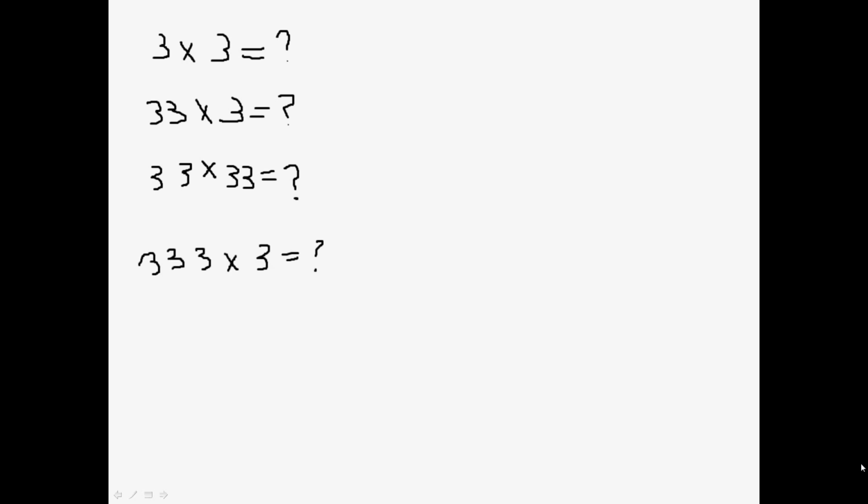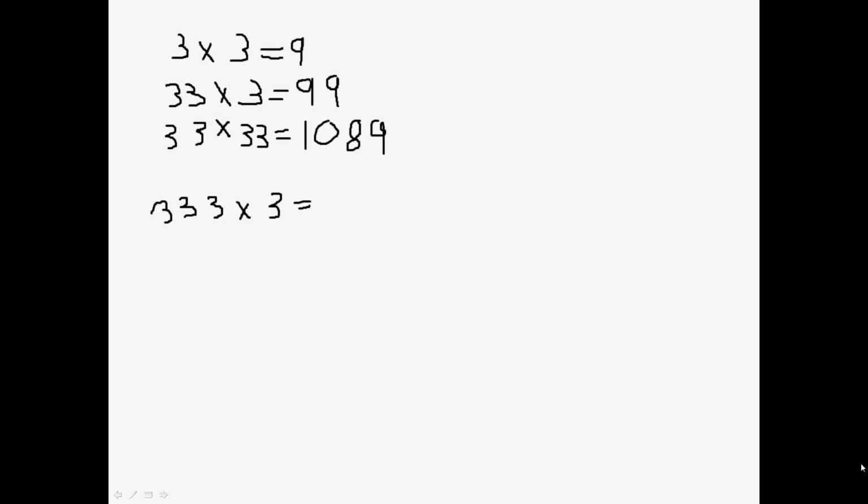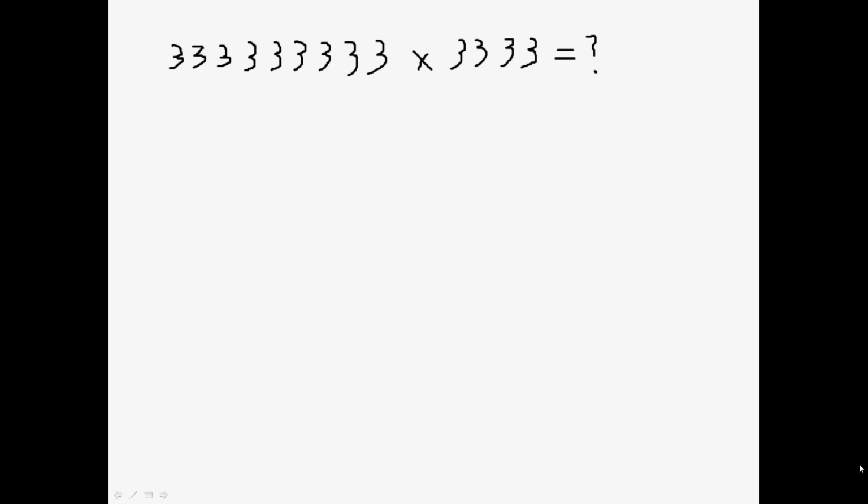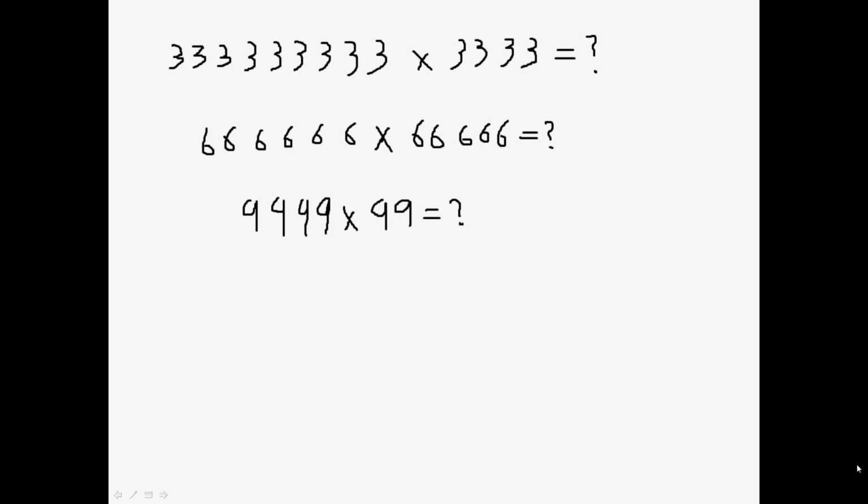Well, for some ones like 3 times 3, or 33 times 3, and maybe you're smart enough to know what 33 times 33 is, and then obviously this one's easy too. You know, it's just 9, 99, 1089, 999. But what happens when you have 9 3's times 4 3's? Or what happens when you have 6 6's times 5 6's? Or what happens when you have 4 9's times 2 9's? Well, I have the answer.